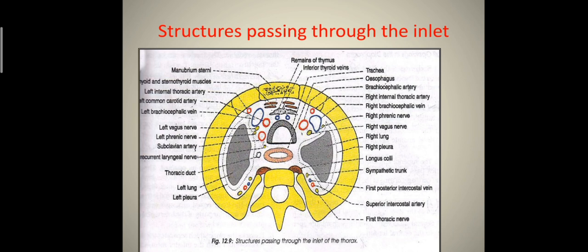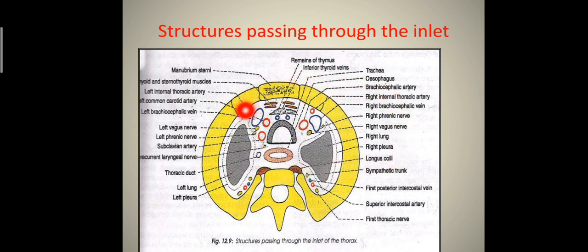Now, structures passing through the inlet of the thorax. This diagram is at the level of the first rib, or thoracic inlet. Many structures pass from the neck to the thorax. First of all are the muscles. Here we can say two muscles, sternothyroid and sternohyoid. Sternohyoid runs from the sternum to the hyoid bone, and sternothyroid from the sternum to the thyroid cartilage. So two muscles anteriorly, and one muscle posteriorly, the longus colli muscle.